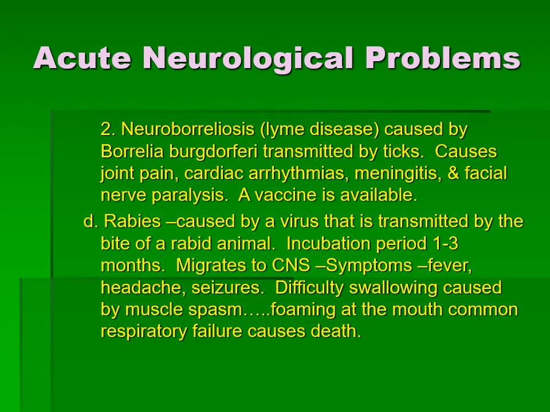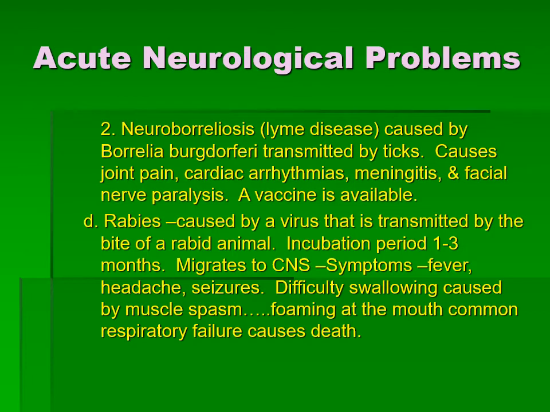Neuroborreliosis is Lyme disease caused by Borrelia burgdorferi, transmitted by ticks. It causes joint pain, cardiac arrhythmias, meningitis, and facial nerve paralysis. There is a vaccine available, but we've seen quite a few cases of this over the years, so it's around, and you'll probably run into this at some point.